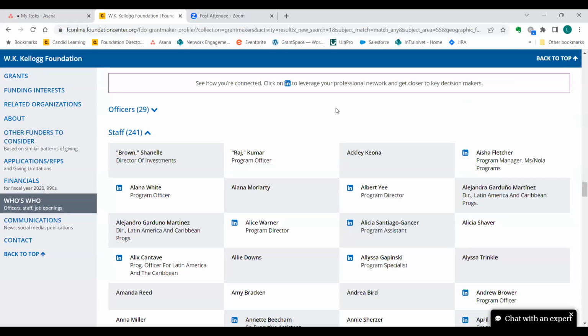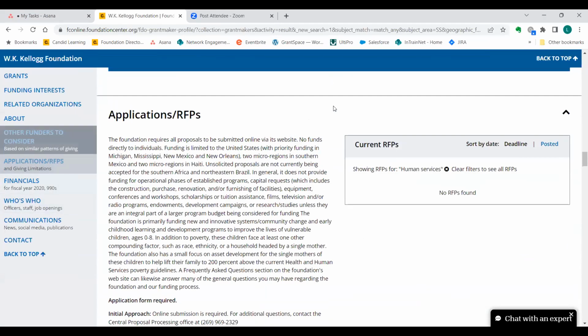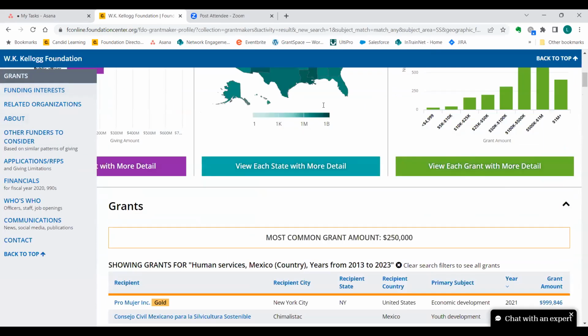Okay, are there other questions? Yes, there's another question about what would be the profile for a funder for a university. Okay, you would probably change your search.